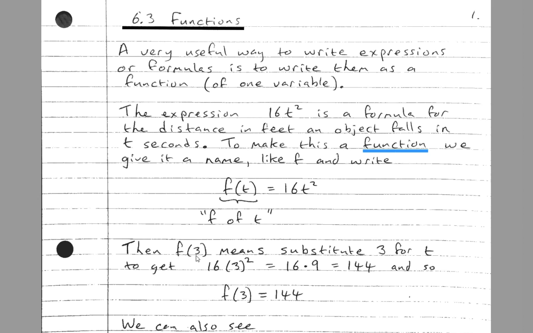And so f of 3 means substitute 3 for t. Okay, so putting in 3 on both sides. So f of 3, well, here we're getting 16 times 3 squared. 3 squared is 9, and 9 times 16 is 144, yes. So f of 3 is equal to 144.